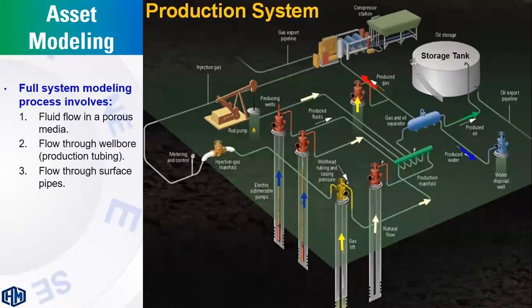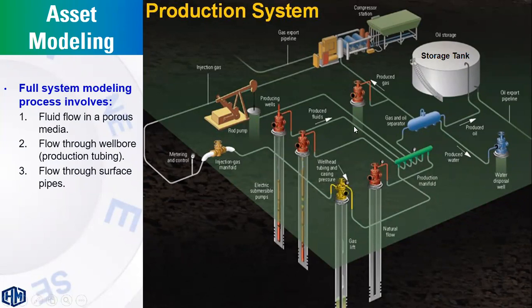So to go into more detail, focus on the production system, as you can see. We have three major parts of this system. In the downhole or subsurface, we have the reservoir part, where we have fluid flow in a porous media, the reservoir itself. Then the fluid will go across the completion, as you can see. The wells may be naturally flowing wells, and other wells may be artificially lifted wells, like ESP pumps, gas lifting, sucker rod pumping systems, and so on.